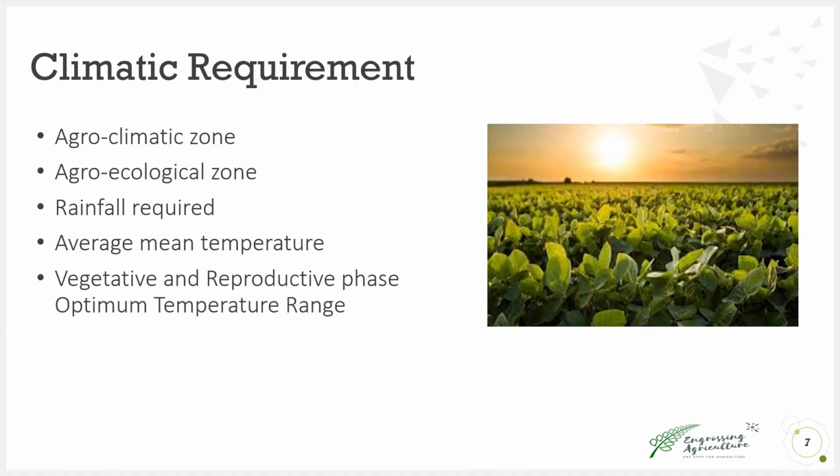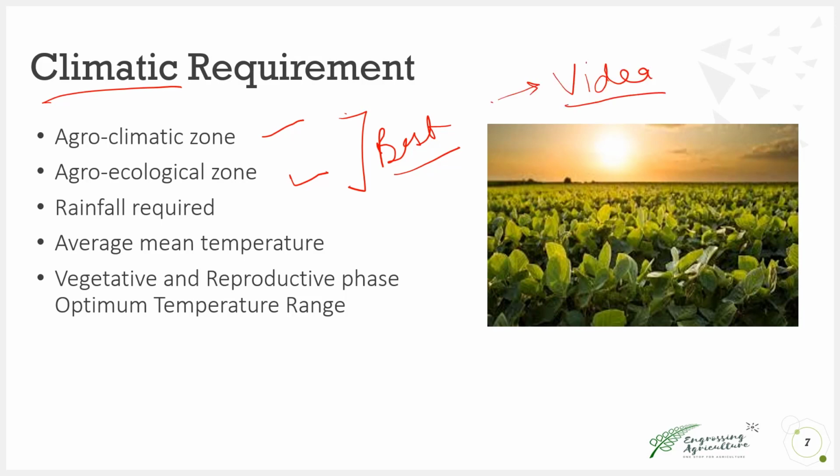Climatic requirement, as the word suggests, is the climate requirement for the growth of the crop, in which agroclimatic zone and agroecological zone the plant grows best. We must include those agroclimatic and agroecological zones. If you don't know what they are, I will be uploading a video in the playlist of agronomy on agroclimatic and ecological zones.